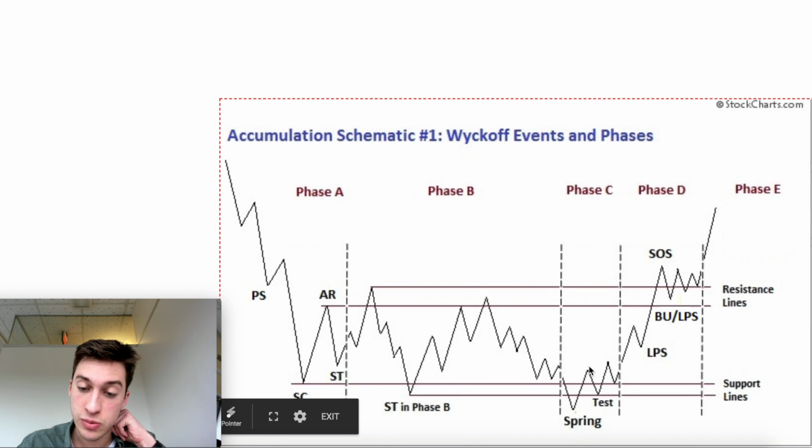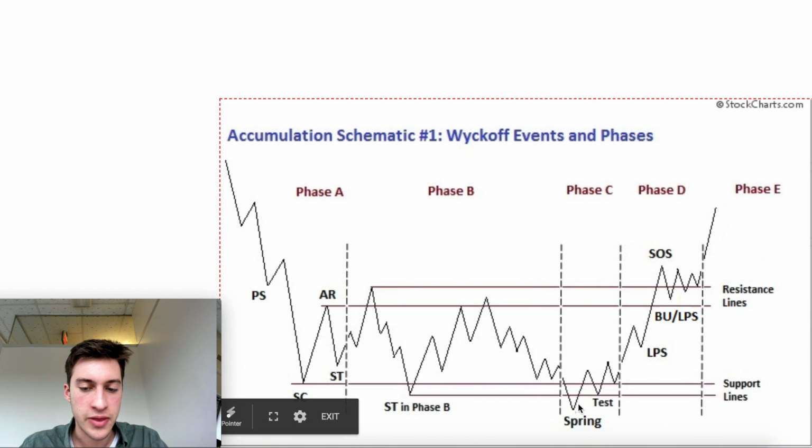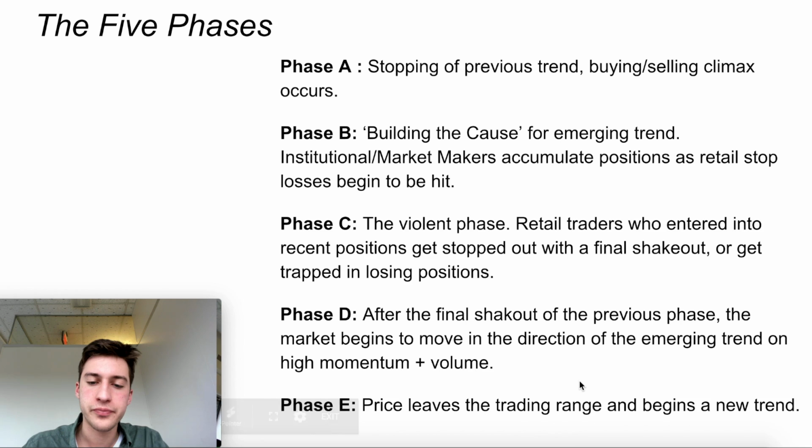If we don't see a move back into the trading range, then that is not a fantastic sign. That could be that price is just breaking down and just going to continue to move lower. So it's important to get some validation before we want to make our move in the market.